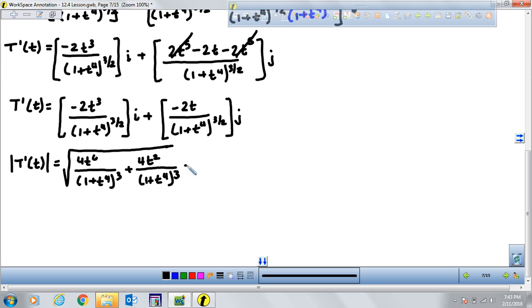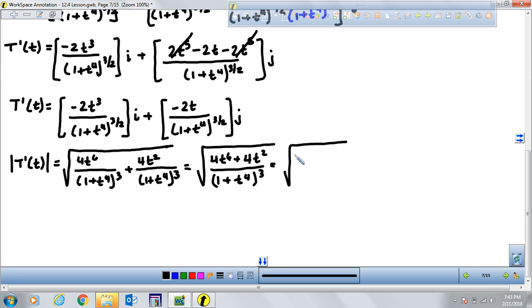And then I can combine them into one single fraction, so it's 4t to the sixth power plus 4t squared, everything over 1 plus t to the fourth, everything raised to the third. But then you see that on the numerator, I'm going to try to see if I can reduce it.